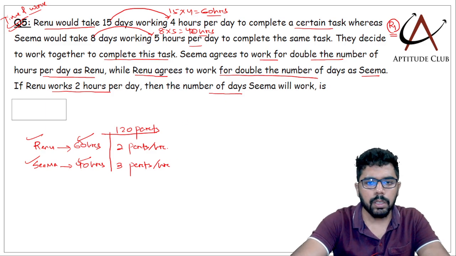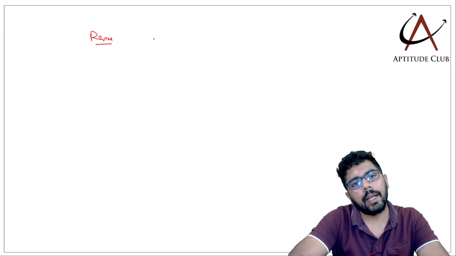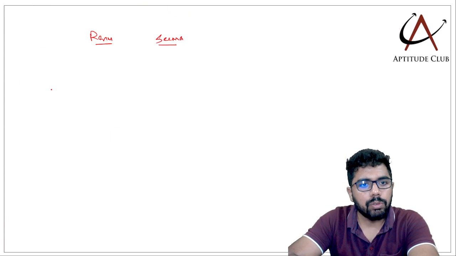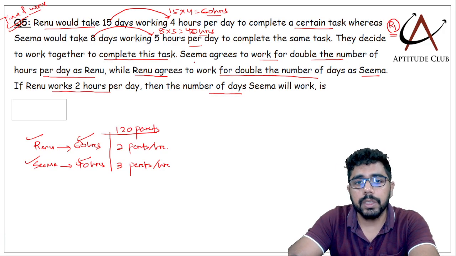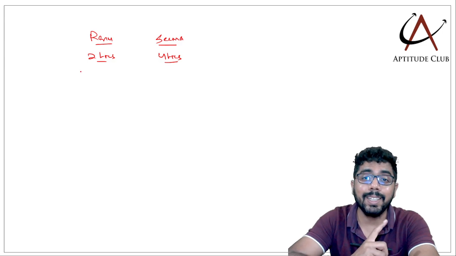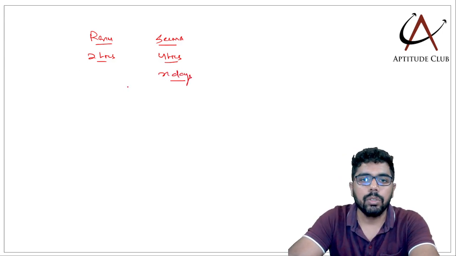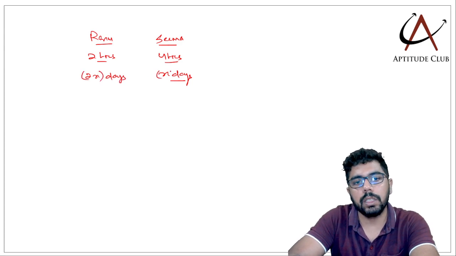Now, it's not that difficult. Let's list it down here. So I have Renu and I have Seema. In the question it is given Renu works 2 hours per day. Now if Renu is working 2 hours, the question is saying Seema agrees to work double the number of hours as Renu. So Seema will be working 4 hours. We don't know how many days they are taking. So let us say Seema takes x days. So Renu will work for double the number of days, which is 2x days. x days and 2x days.